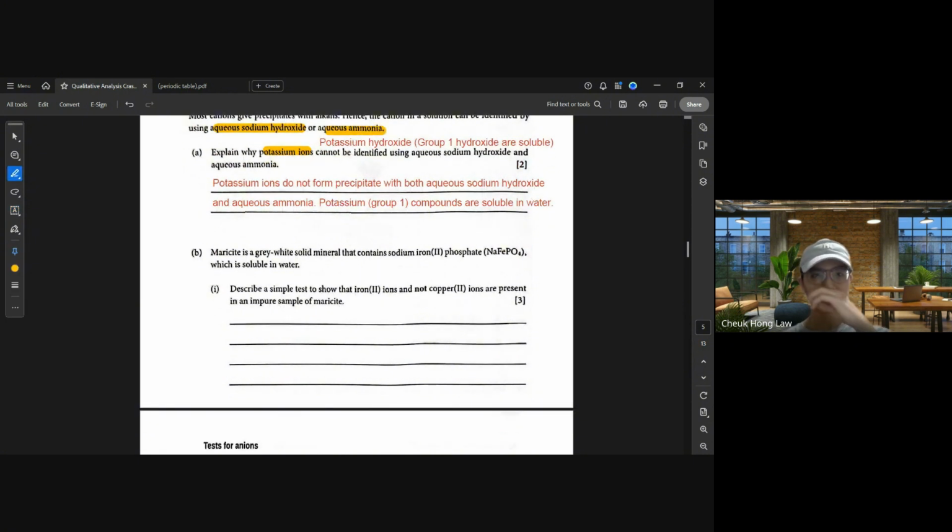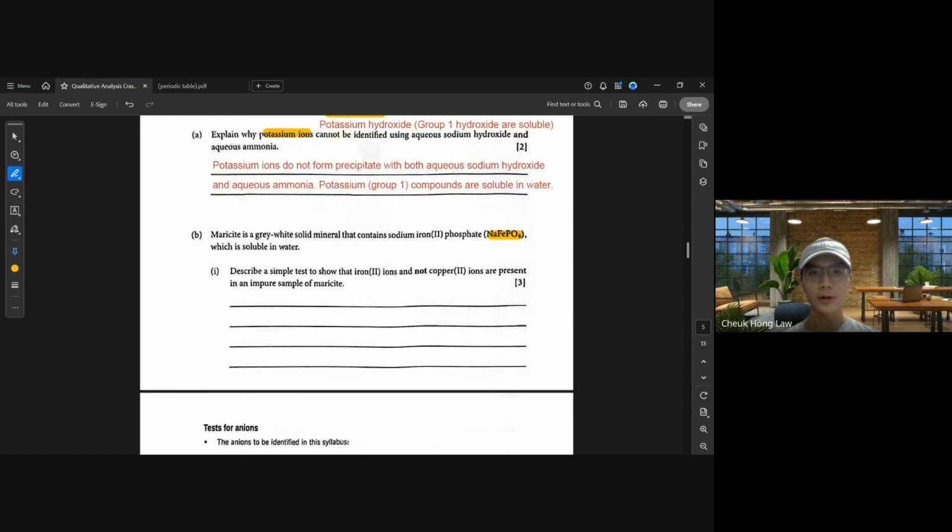Okay, part B. Maricite is a gray-white solid mineral that contains sodium iron 2 phosphate. Okay, so it is a complicated compound, sodium iron 2 phosphate, which is soluble in water. Describe a simple test to show that iron 2 ions and not copper 2 ions are present in an impure sample of maricite. Okay, so we know that maricite contains iron 2 ions and doesn't contain copper 2 ions.